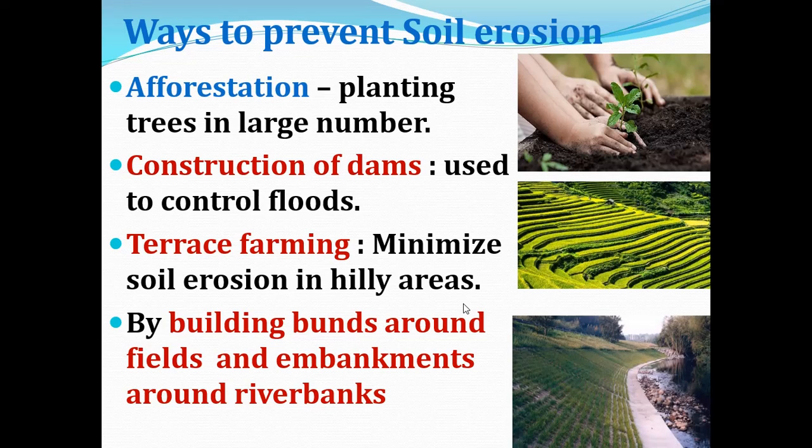Then by building bunds around fields and embankments around river banks. Here you can see in the picture the embankments around the river banks. By building bunds around fields and embankments around the river banks, we can reduce soil erosion. So the ways to prevent soil erosion are forestation, that means planting trees, constructing dams, terrace farming, and building bunds around fields and embankments around river banks.